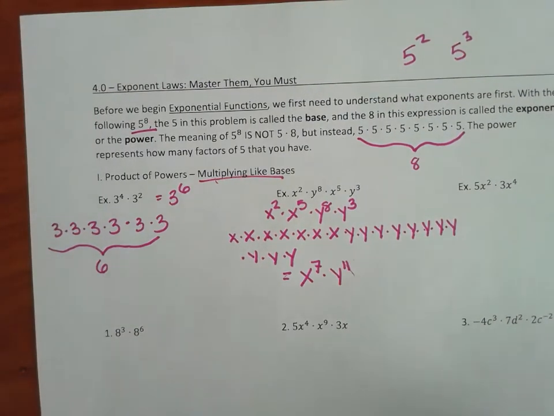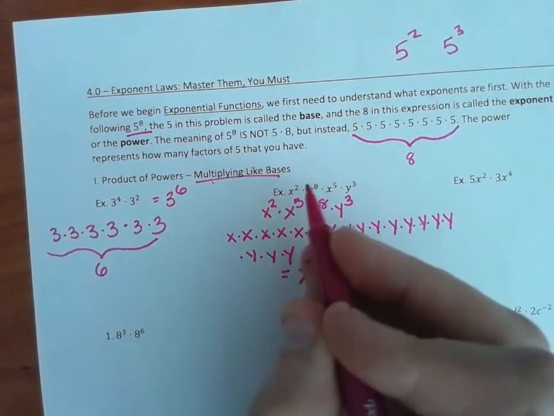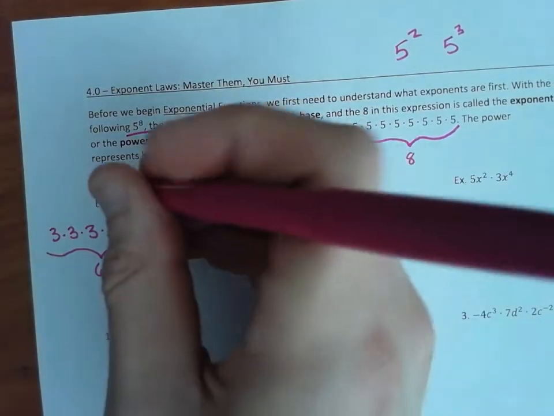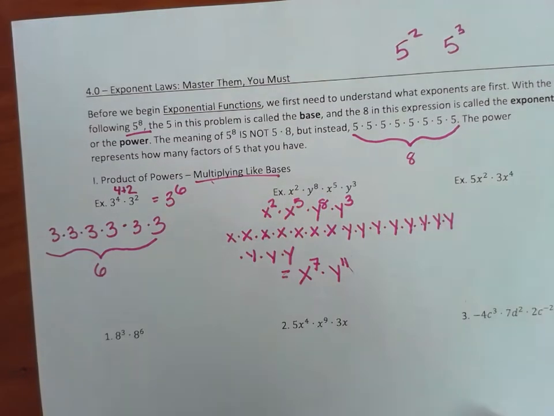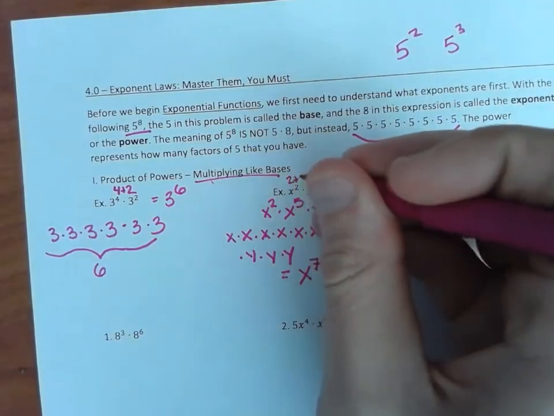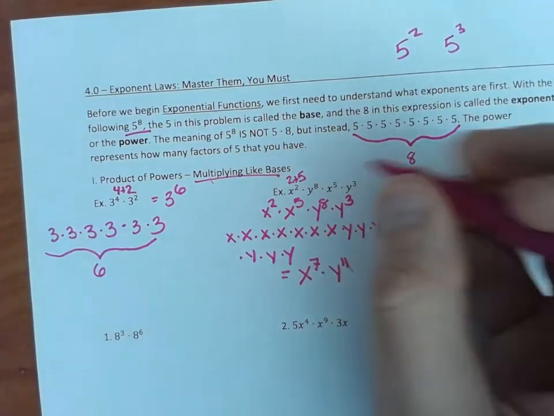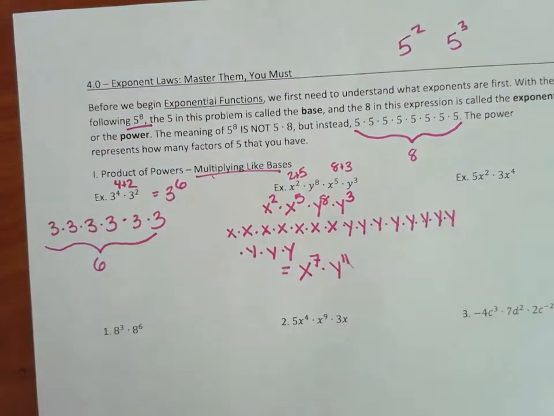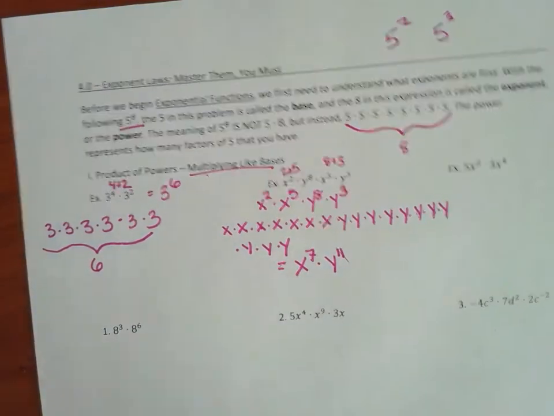Hopefully you've noticed by now, when we're multiplying like bases, we take our exponents and add them. I have 4 plus 2, that's 6. I have 2 plus 5, which was 7, and I have 8 plus 3, which is 11. So again, that's the law. It's pretty quick, it's pretty painless, guys. It's not that difficult to comprehend. You saw after I expanded it out, that's what's going on.